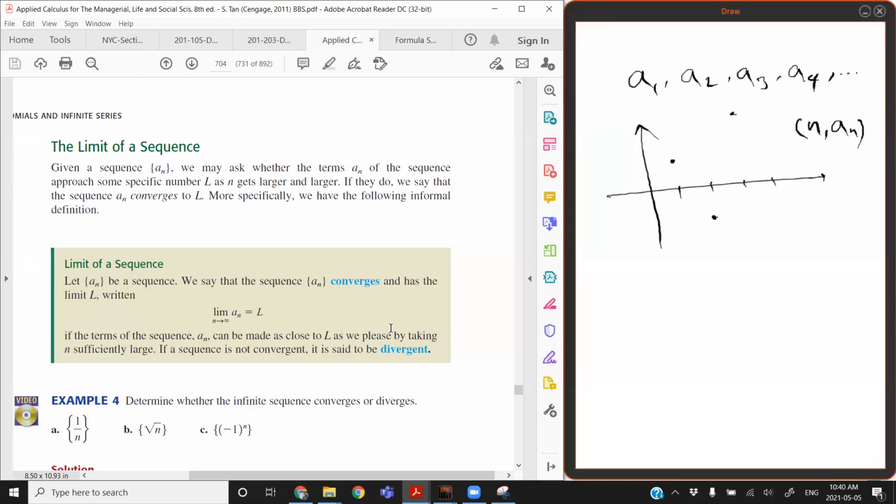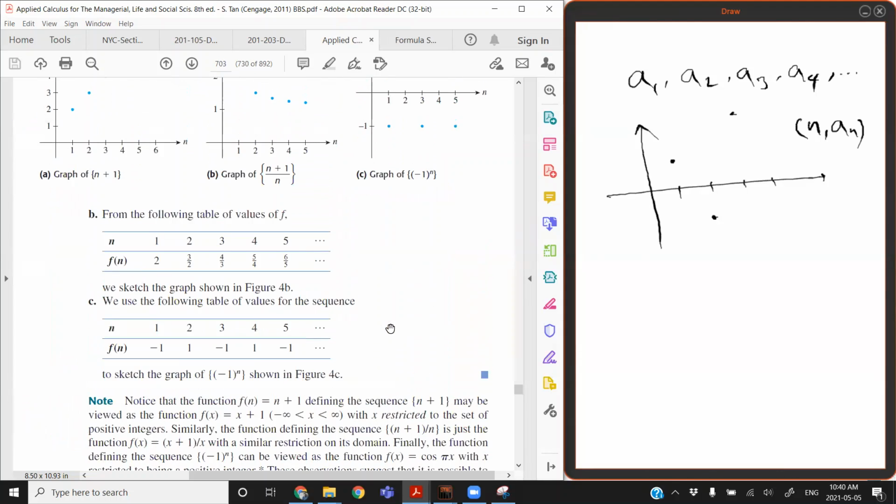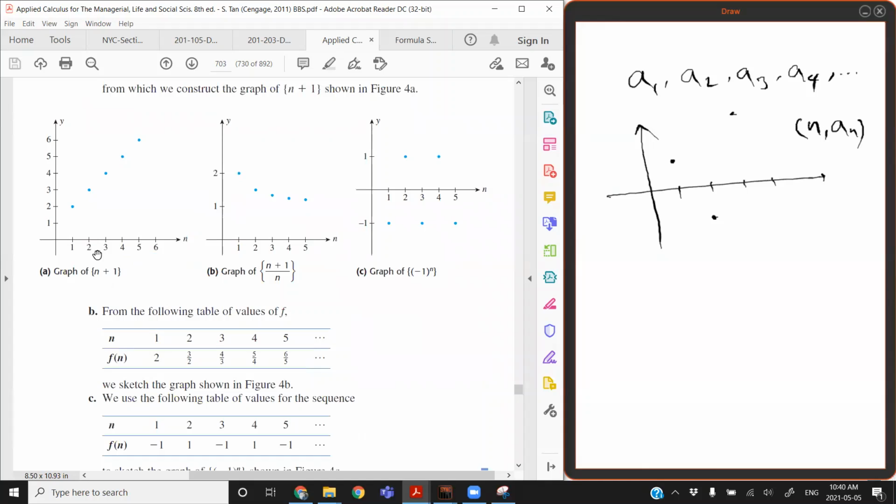Okay, then. Just like functions, they can also have limits. So we're going to study the limit of these sequences as n approaches infinity. We want to know what's going to happen to the sequence as n gets bigger and bigger. So if you look at this graph, for example, if I think of n increasing forever, what's going to happen to an?